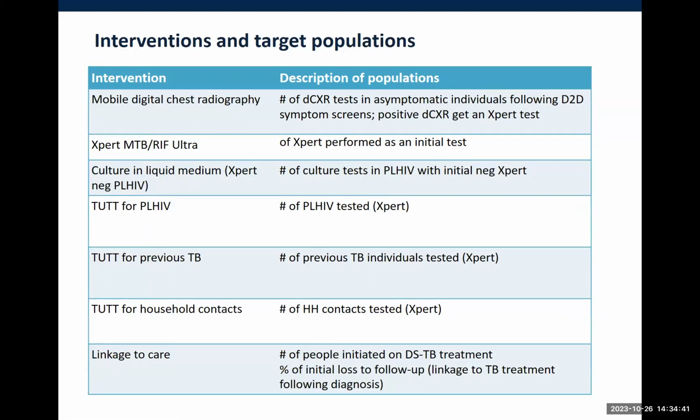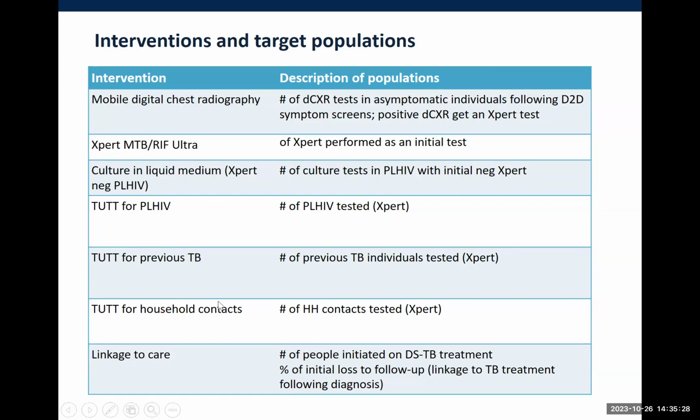We also looked at the digital chest X-ray, which is fairly new in South Africa. And for testing interventions, we considered Xpert, which is part of the current diagnostic algorithm, and also liquid culture, which is generally done for people with HIV who initially test negative. And then we have the targeted universal testing for the various 3 groups: people with HIV, people with a history of TB, and household TB contacts.